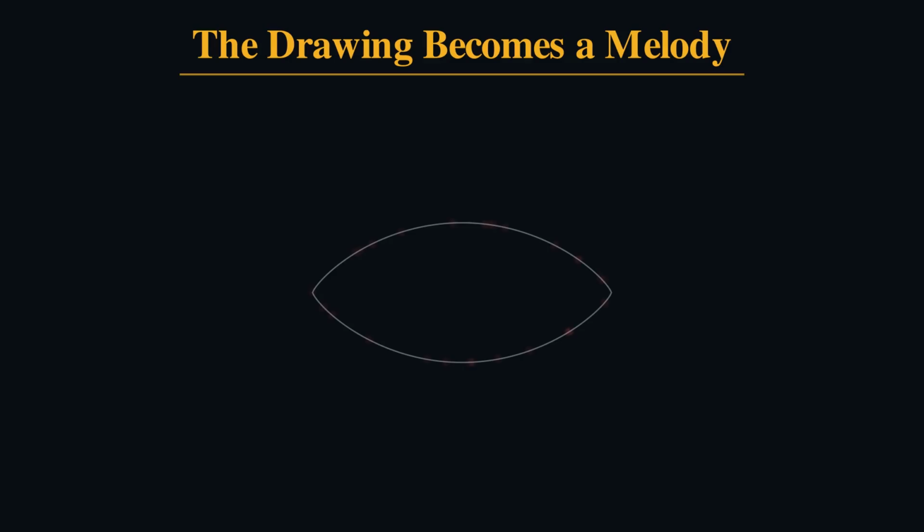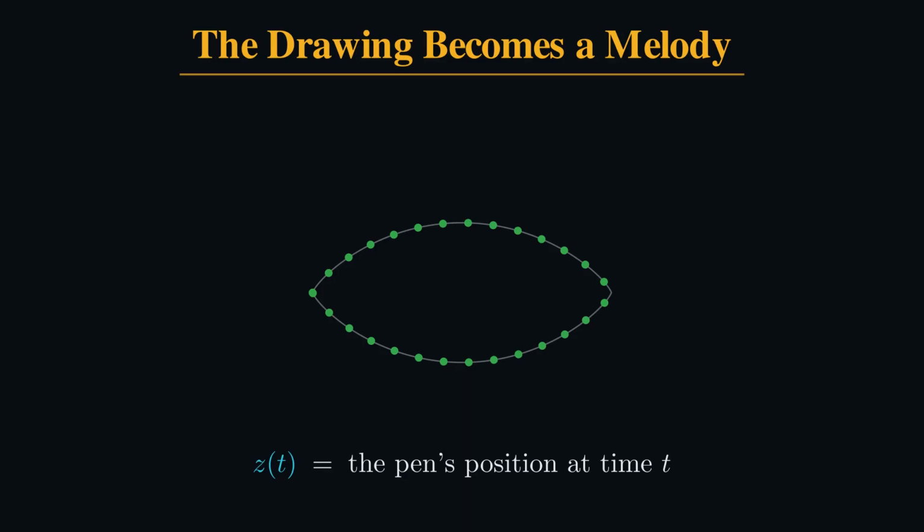One more step. Raw samples bunch up unevenly, but the Fourier engine reads the drawing as a melody, one note per beat. So we slide the points until they are evenly spaced along the curve. Now the drawing is a function, z of t, the pen's position at every moment in time.